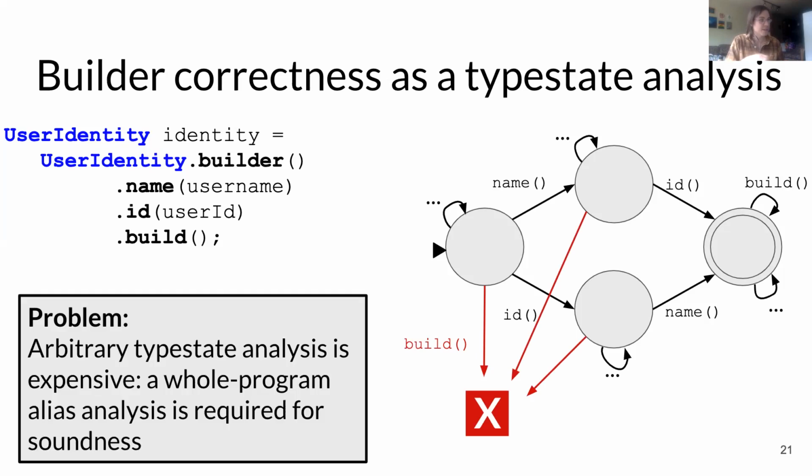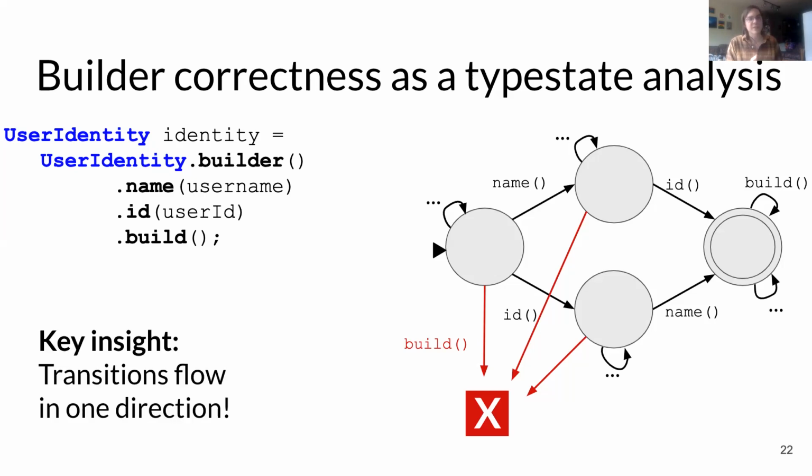But the problem is that type state analysis in general is extremely expensive. And so it's not feasible for a programmer to, say, run it every time that they compile their code. It's just too expensive. The reason is that it needs a whole program alias analysis in general. An alias analysis or pointer analysis, meaning that all the finite state machines for the same object, for all of its aliases, have to be in the same state all the time.